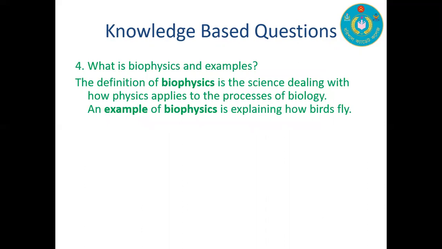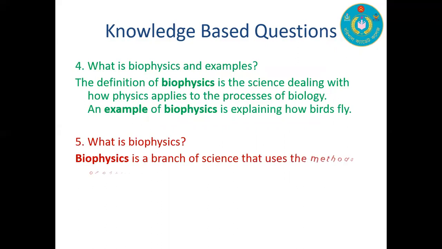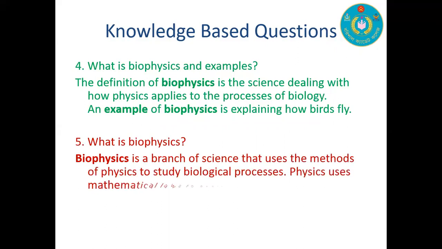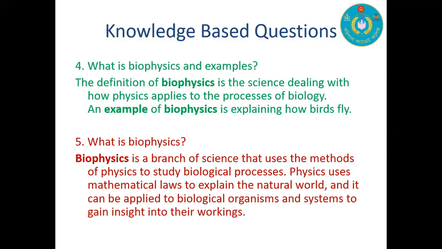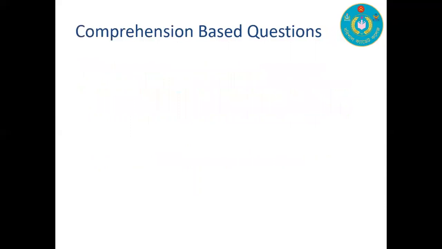Next question is, what is biophysics and examples? The definition of biophysics is the science dealing with how physics is applied to the processes of biology. An example of biophysics is explaining how birds fly. Our next question is, what is biophysics? Previously, we have discussed the definition of biophysics. Biophysics is a branch of science that uses the methods of physics to study biological processes. Physics uses mathematical laws to explain the nature of the world, and it can be applied to biological organisms and systems to gain insight into their workings.